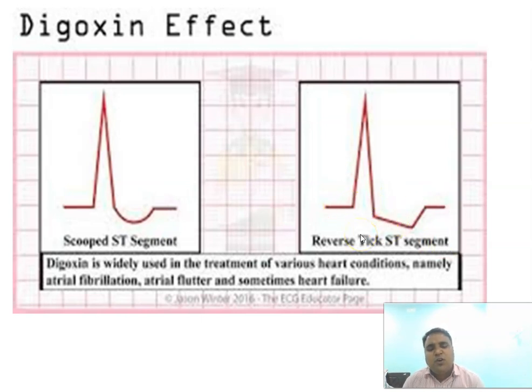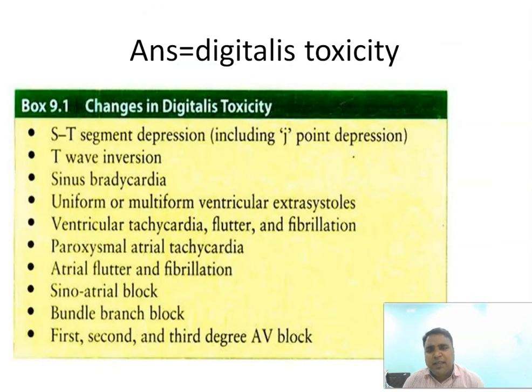Then what are the other features? What other cardiac abnormalities can you get in digitalis toxicity? ST segment depression, T wave inversion, you can get sinus bradycardia, uniform or multiform ventricular extrasystole, ventricular tachycardia, flutter or fibrillation, paroxysmal atrial tachycardia, atrial flutter and fibrillation, SA nodal block, bundle branch block, first degree, second degree, and third degree heart block. All these we can get in digitalis effect or digitalis toxicity.